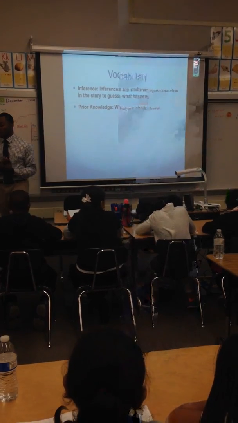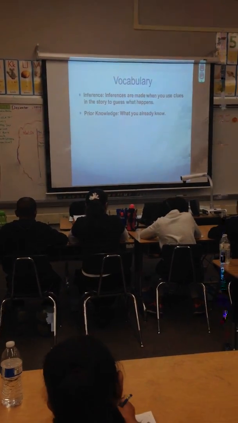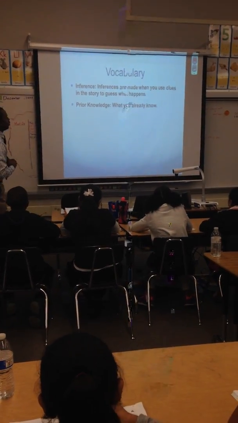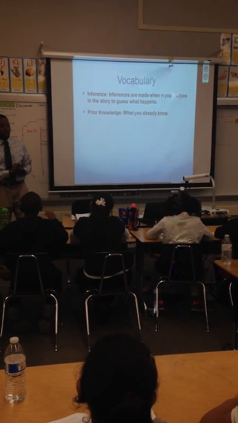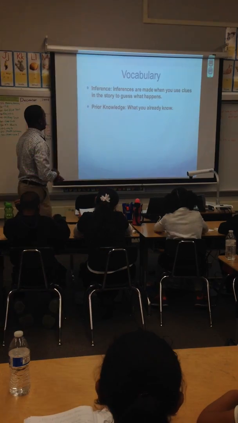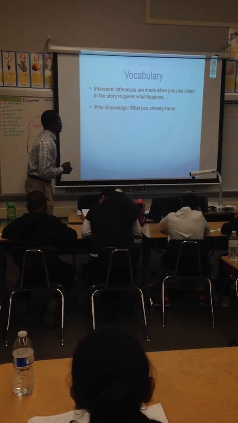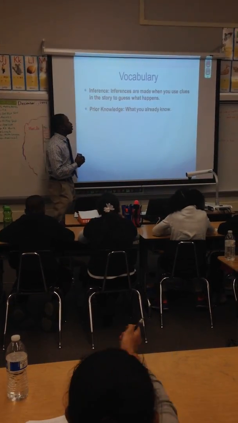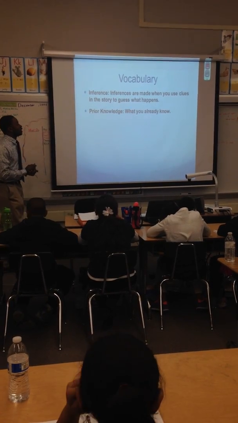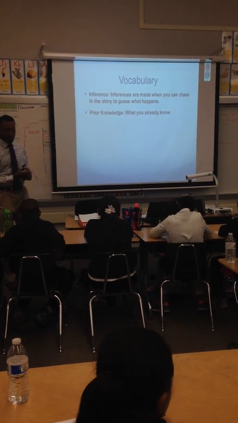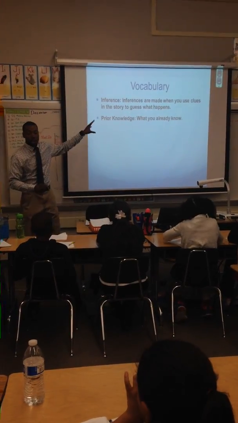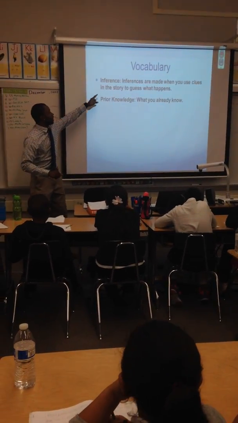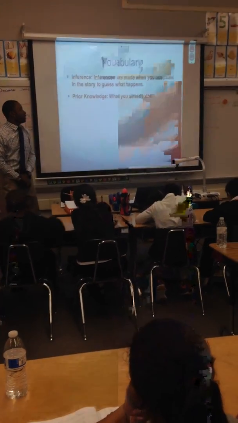Now remember, the beauty about our recipe books is that whenever we need a recipe in order to do something like find an inference, we can look inside of it to find out exactly what we need to do. So, inference. Inferences are made when you use clues in the story to guess what happens. If you don't get this all copied down right now, it's okay. We will copy the rest later. But I'm going to give you 30 seconds to copy down the definition for inference.